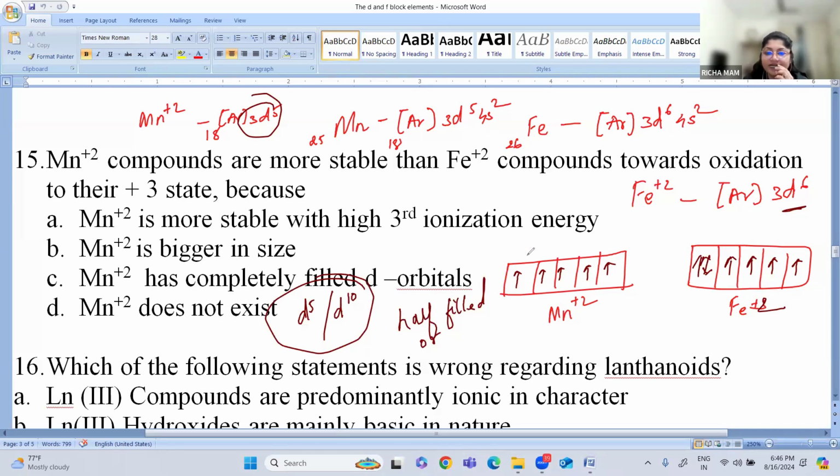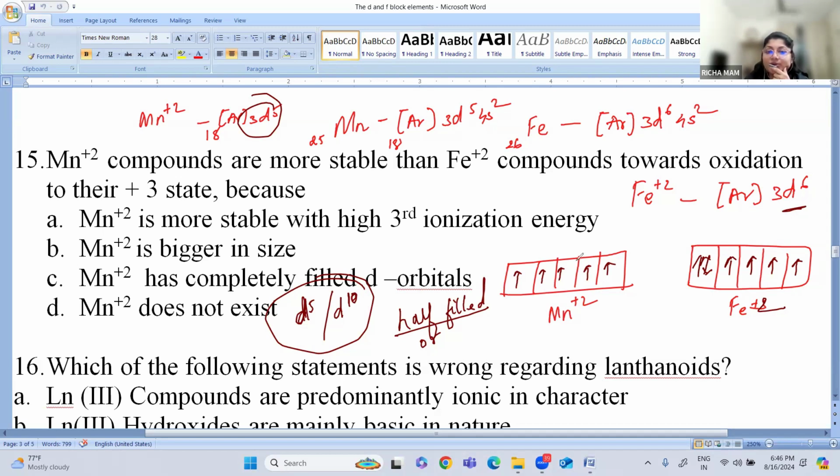Remember this. Whenever you have half filled, it means singly filled electrons. There are 5 electrons, that is, a D5 system. Completely filled means all there should be 10 electrons. So whenever you have a D5 system or D10 system, it is said to be more stable. So Mn plus 2, it has what? It has half-filled electronic configuration.